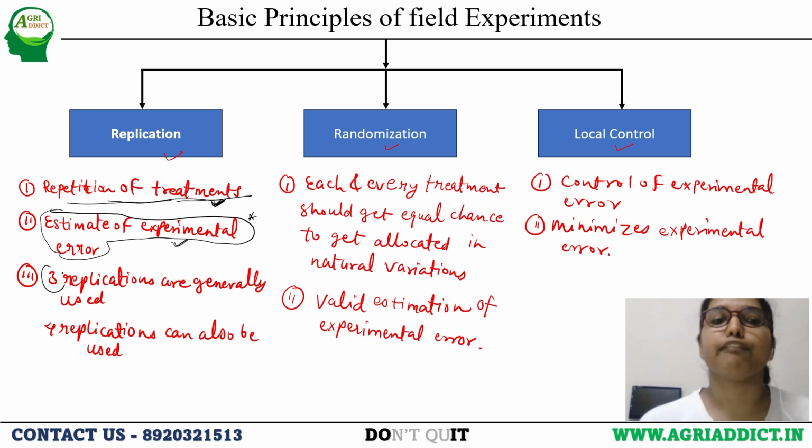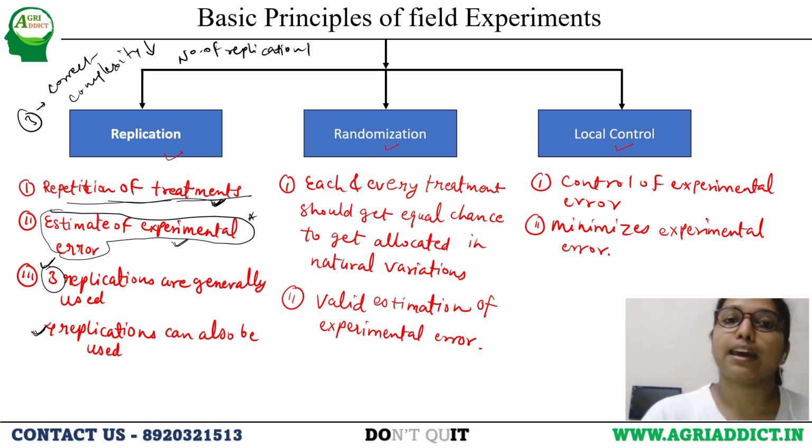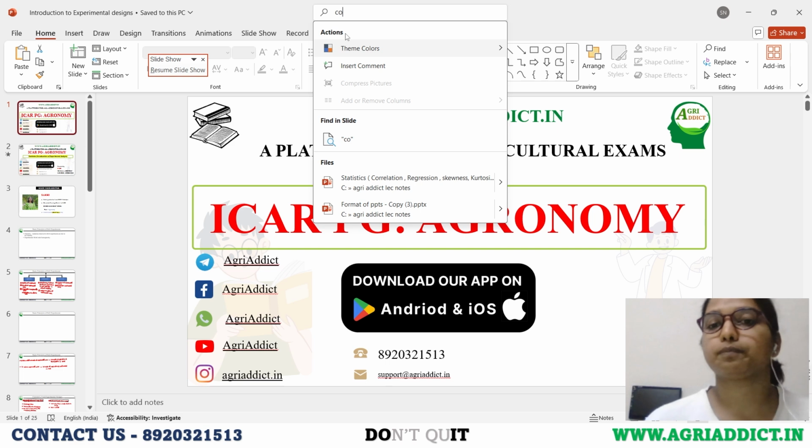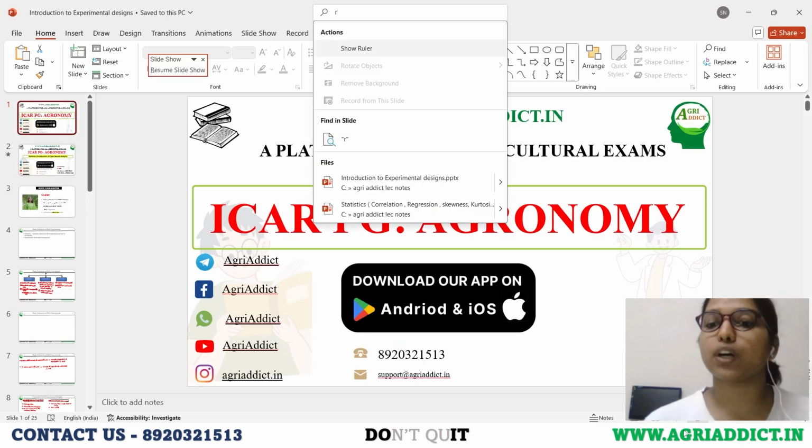Generally, in field experiments, we go for 3 replications, and we can also take 4. But we take 3 replications because with 3 replications we generally get correct results, and the complexity will be less. If we increase the number of replications, the complexity will increase, so it will be difficult to conduct the experiment.